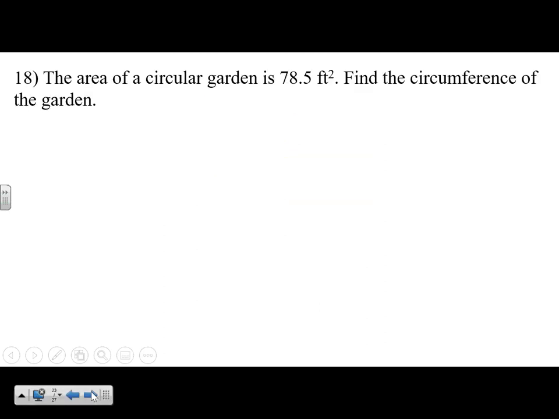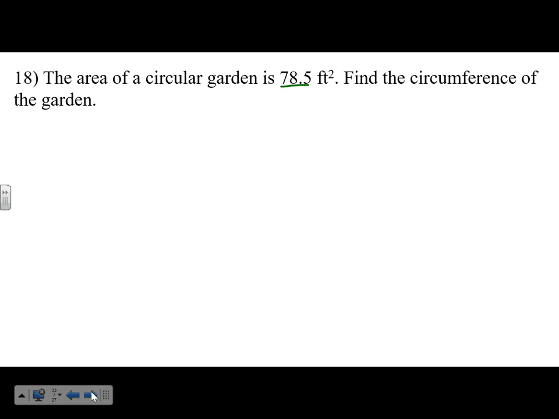The area of a circular garden is 78.5. Now, one thing, since they give you a decimal instead of putting it in terms of pi, I would just go ahead and leave it as a decimal for your answer. If they put it in terms of pi, then I'd put my answer in terms of pi. So that's one other thing you can look for. But again, if you ever are confused, you can always ask. I try to be specific.